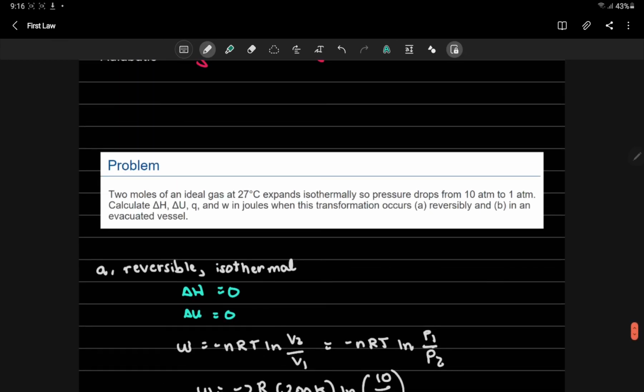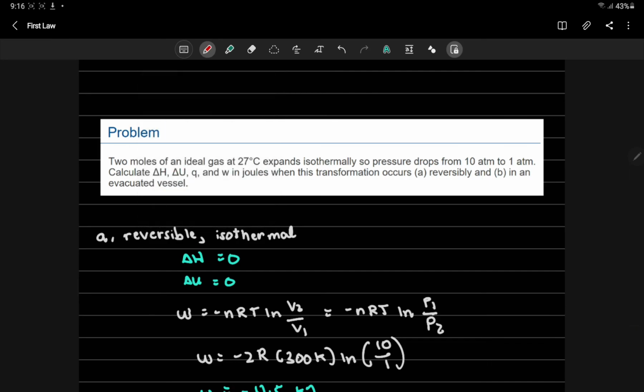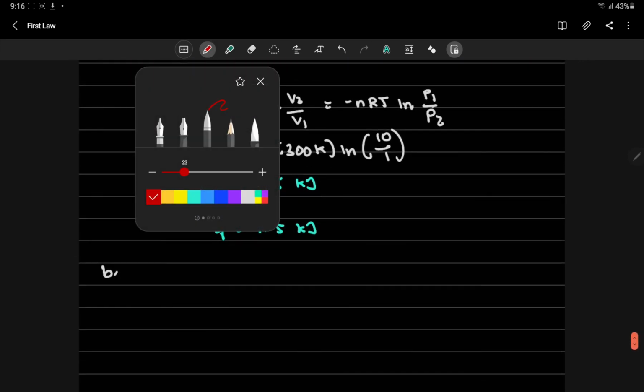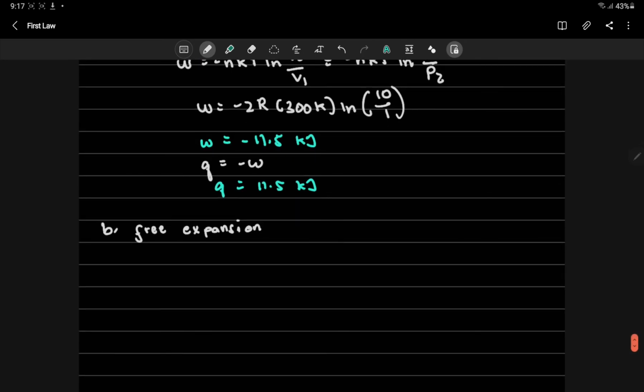Yung letter B, ang sabi dyan, yung ating process, it occurs where? In an evacuated vessel. So kapag evacuated yung vessel natin, ang ibig sabihin lang yan, that is a case for what we call as free expansion. Okay? Kasi nag-expand siya against vacuum. So kapag free expansion, what will be the values for delta H, delta U, Q, and W? Well, delta H is 0, delta U is 0, work is 0, and Q is 0 for a free expansion process.